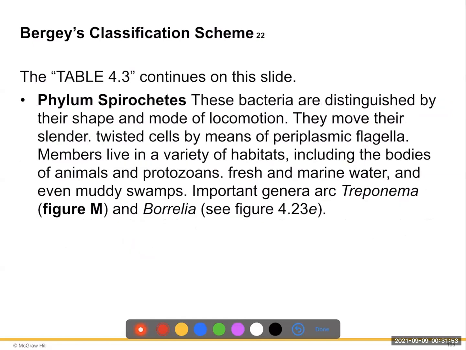Isn't that like an STD? Yes, it definitely is an STD. That's how it's transmitted. And we'll show some examples of that too as you go on.